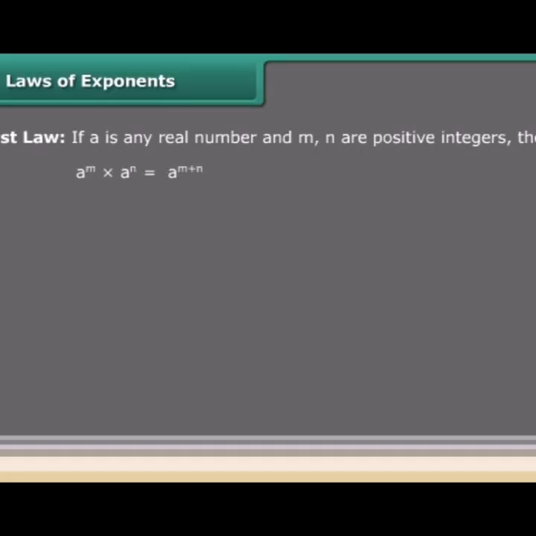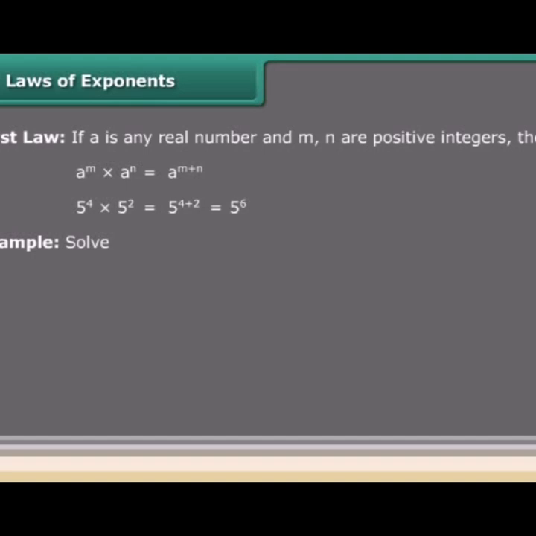Laws of exponents. First law: if a is any real number and m, n are positive integers, then a raised to the power m × a raised to the power n is equal to a raised to the power m plus n. 5 raised to the power 4 × 5 raised to the power 2 is equal to 5 raised to the power 4 plus 2, which equals 5 raised to the power 6.